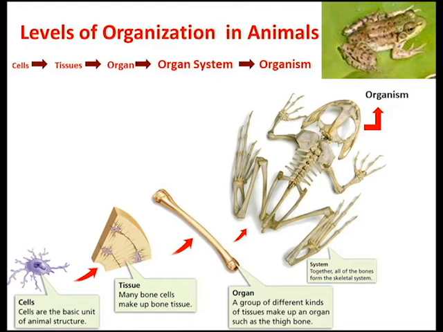A bunch of bones all working together to do the same thing are going to make up the organ system, in this case the skeletal system. And then once you get all of your organ systems working together to keep you alive, you end up with the organism. That could be a human, it could be a frog, it could be a tree. But in our case, we're going to be talking about humans. Later on next year, we're going to be talking about animals, and a lot of what we learn in human anatomy can be applied to animal anatomy too.